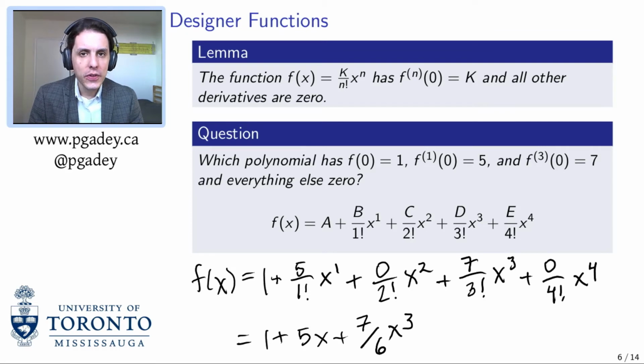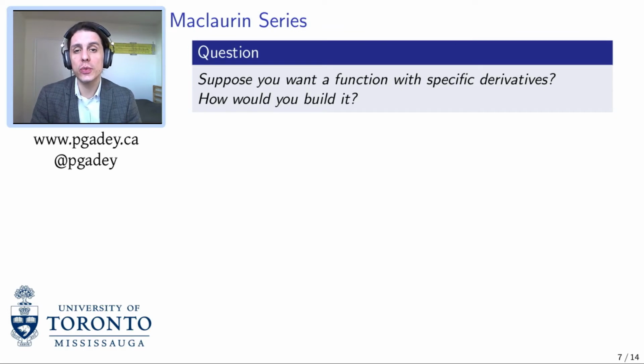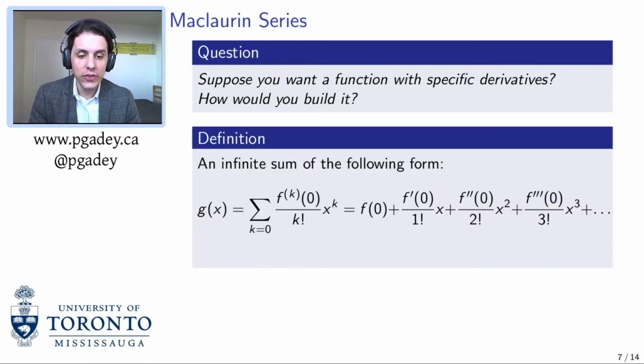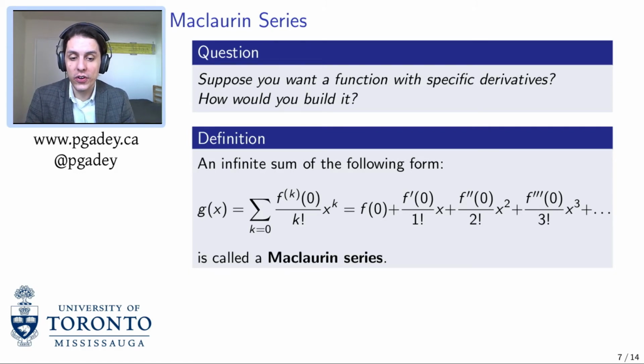So now the question is, could we do this at all orders in a polynomial? So suppose you want a function with specific derivatives. How would you go about building that function? Well, you could take our designer functions and add up a lot of them together. So let's have a look at that. An infinite sum of the following form, where we have the kth derivative divided by k factorial times x to the k. Such an infinite sum will have exactly the derivatives that we want at each possible location. So we call such a thing a Maclaurin series. And they are sort of these infinite polynomials that have all the derivative properties that we want.